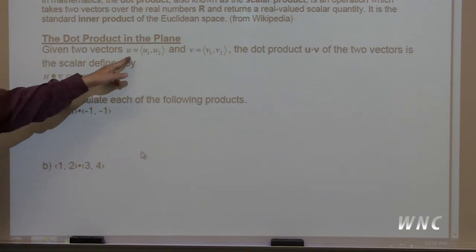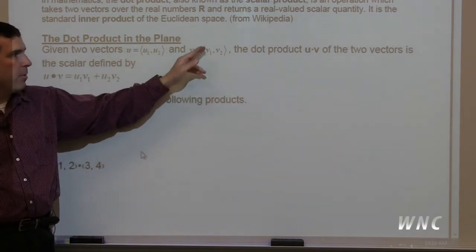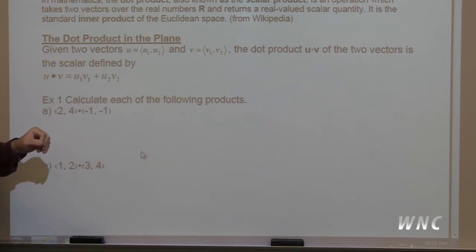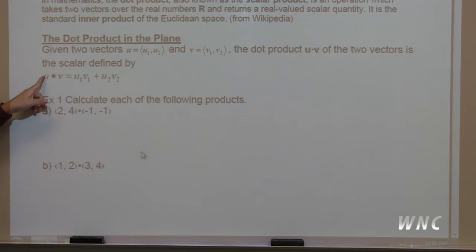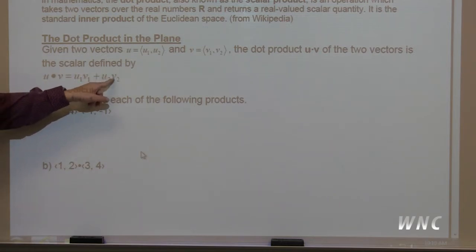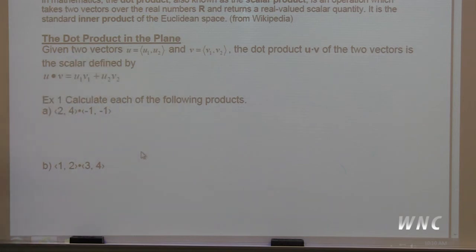Given two vectors, u being u1, u2, and v being v1, v2, the dot product of the two vectors is the scalar defined by u dot v is u1 v1 plus u2 v2. This gives you just a single number in the end, not a vector. Let's do some calculations here.